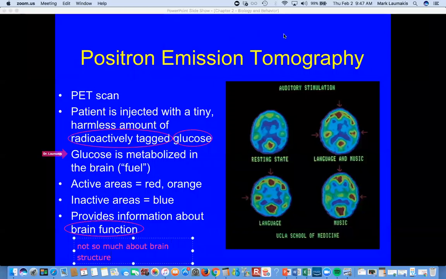So let's take a look at what we actually get here in terms of outputs. This is a brain imaging technique. One way in which a PET scan is different from something like an EEG is that an EEG does not give you a picture of the brain, whereas a PET scan does. So we're looking at different types of auditory stimulation here with this graphic from the UCLA School of Medicine.